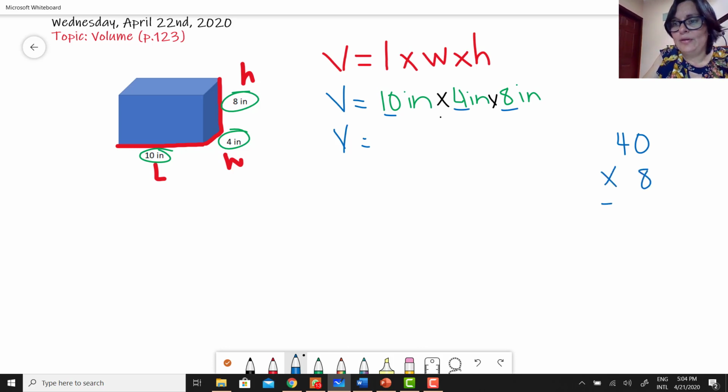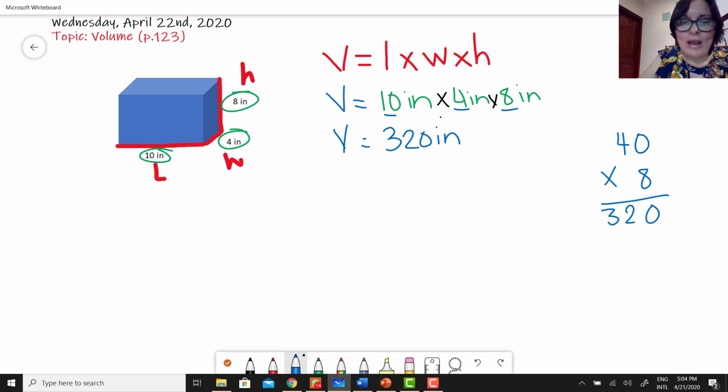So let's do it apart. 8 times 0, 0. 8 times 4, 32. So we have that 10 times 4 times 8 is 320 melones, sandías, naranjas, inches.